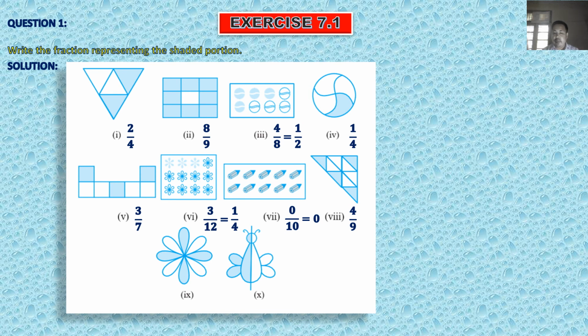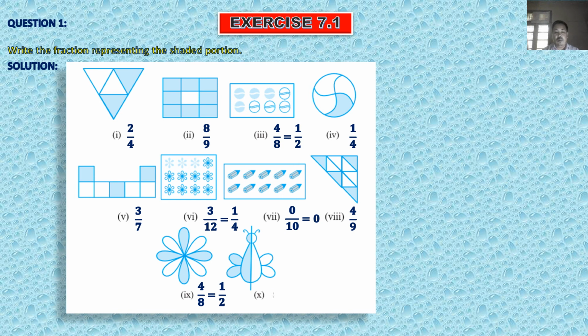In Roman number 9 you see there are altogether 8 figures, and out of 8 figures 4 are shaded, and 4 shaded means it is going to be represented by the fraction 4 by 8. So 4 by 8 is again 1 by 2, because 4 ones are 4 and 4 twos are 8, isn't it? Then next, Roman 10. In Roman 10 there is one figure only, and the figure is shaded half of the portion, and this portion represents half.